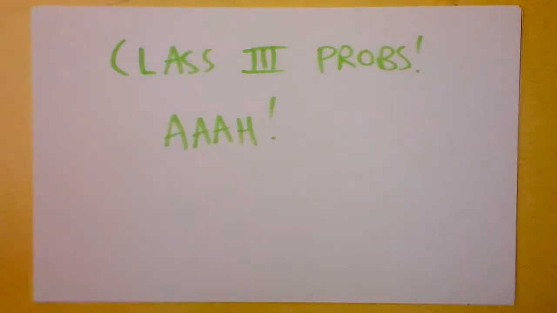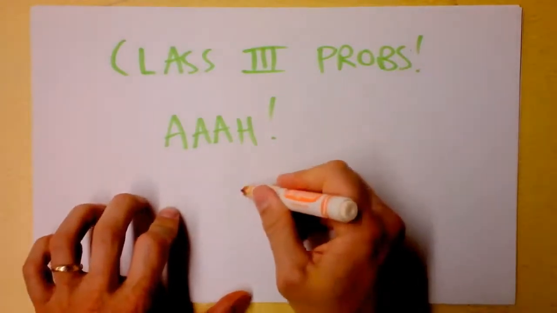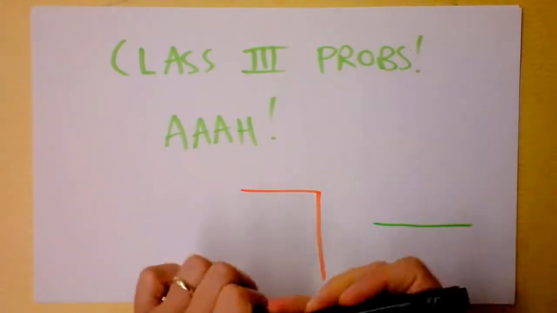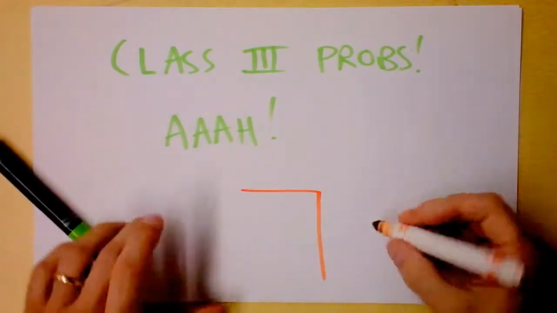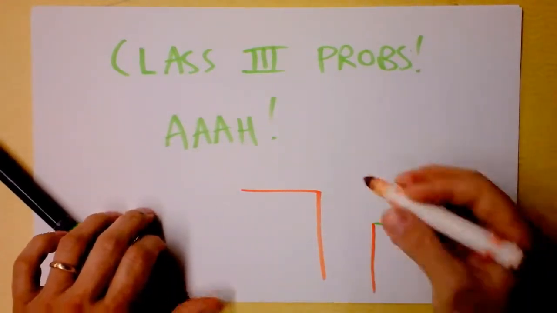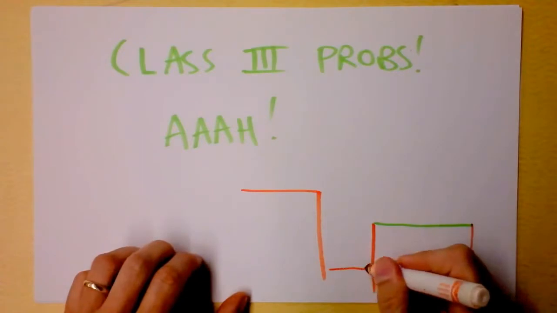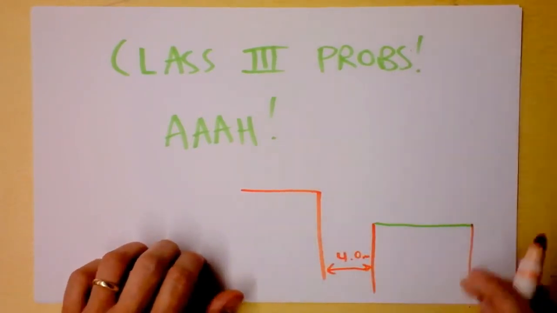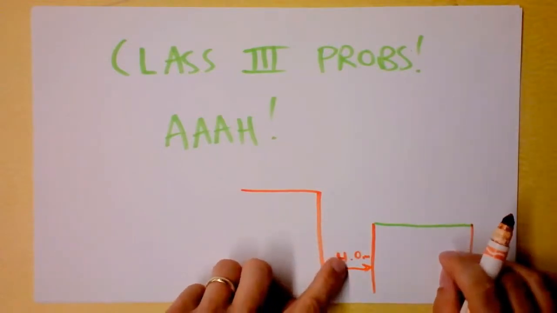I want to start this lesson with a bit of panic. These are class 3 problems, so I say, ah! Here we've got a building, and there's this other building. Look, it's got a green roof. And the building's over here, and Ben Colleen, having done something that he shouldn't have done, is going to jump to the other building. He says the separation of the two buildings is 4 meters.